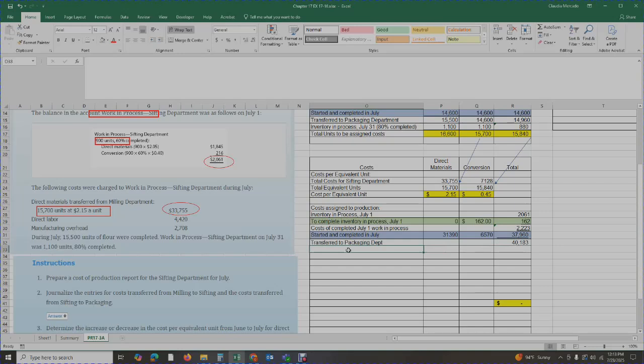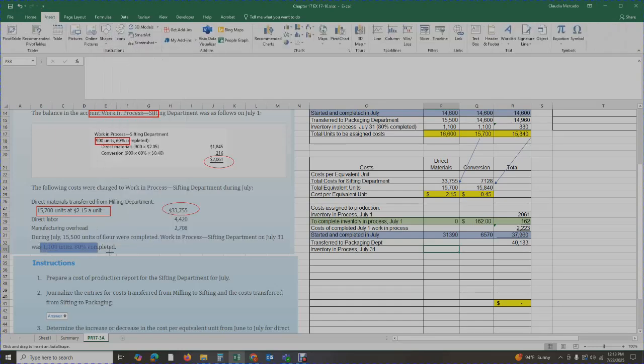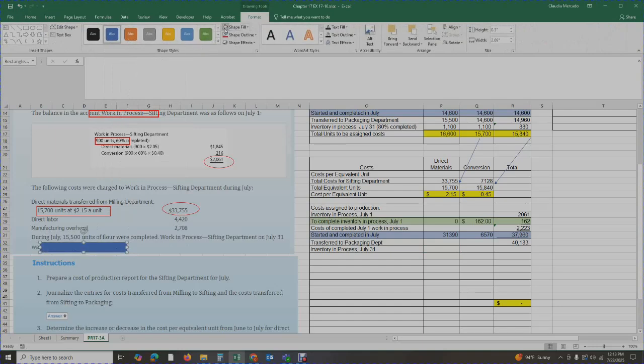Now, we are not done yet because we have some inventory in process. Remember, we do not always finish what we start. At the end of the month, according to the problem, we have 1,100 units that have not been completed. We look it down here, and it says there that we have 1,100 units that are 80% complete.